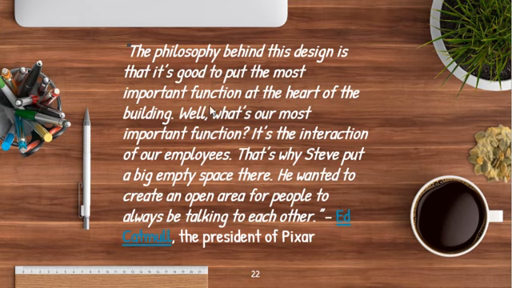So, what I have on the screen here is the statement of Ed Catmull, the president of Pixar. This is from the statement of Steve Jobs himself. He said, the philosophy behind this design is that it's good to put the most important function at the heart of the building. And what is that? What is the most important function? It is the interaction of the employees. So that's why Steve put a big empty space there. He wanted to create an open area for people to always be talking to each other. And it worked for Pixar.